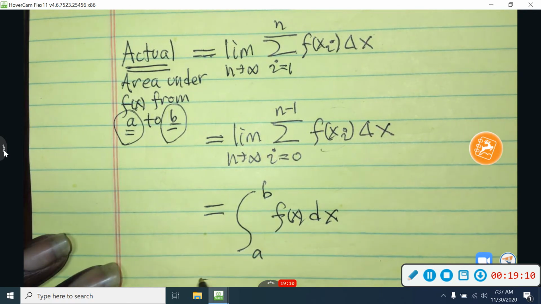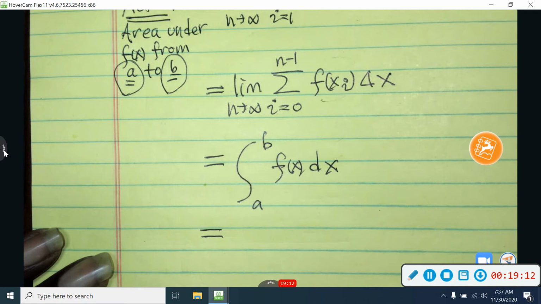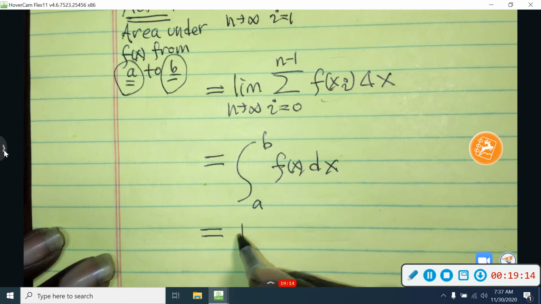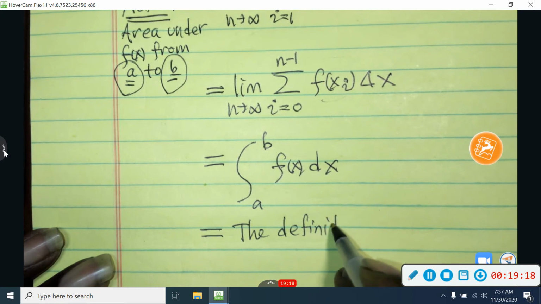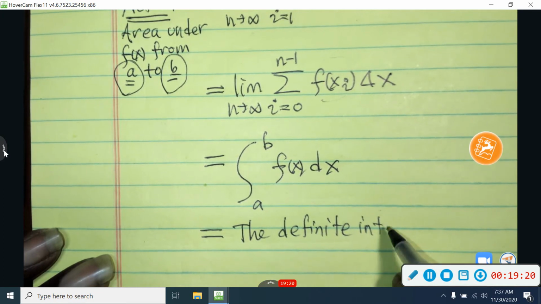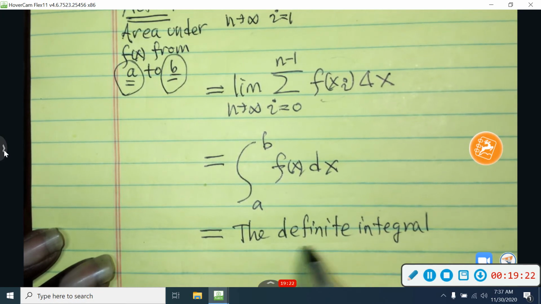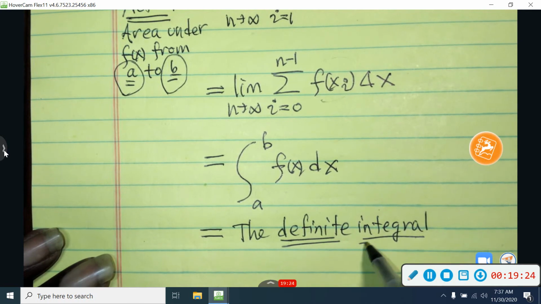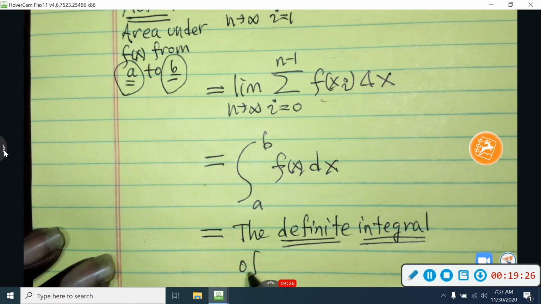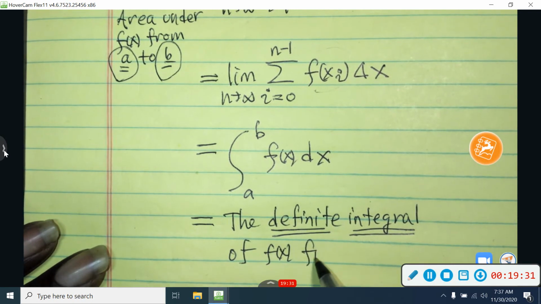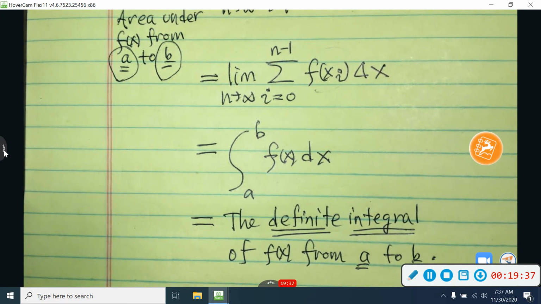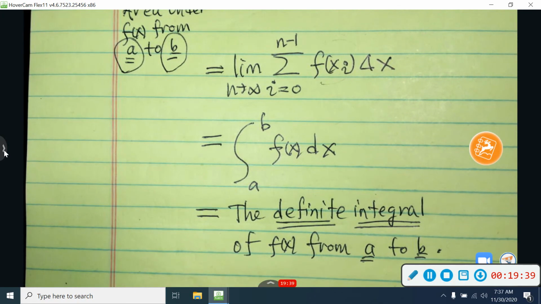And finally, a verbal name for this. This is called the definite integral. So if you want to say it in words, it's called the definite integral of f of x from a to b. Okay, so there you go.